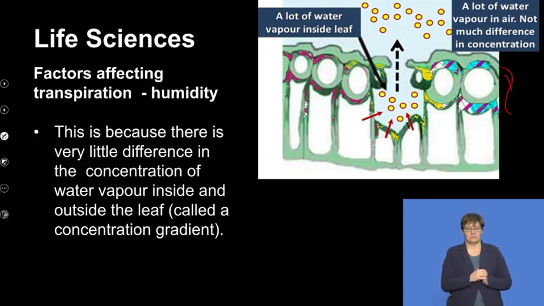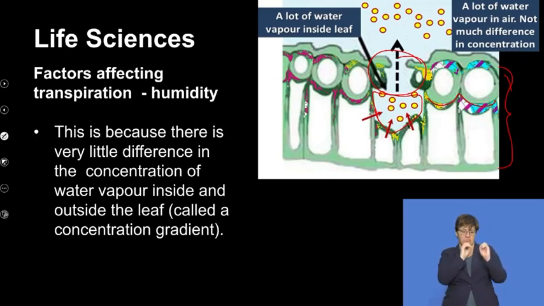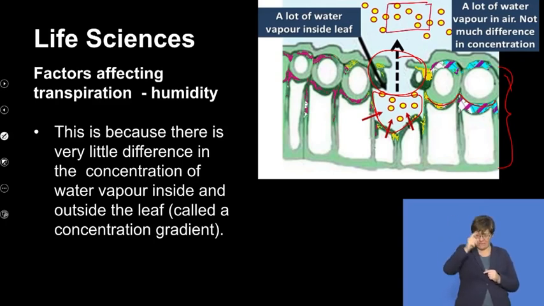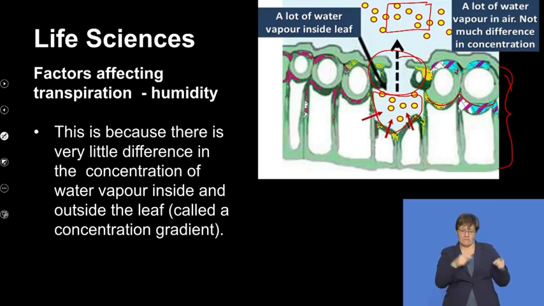Okay, so that's your epidermis. Here's your epidermis. There's your stoma. And here's the palisade mesophyll. And here is an air space. And the little yellow things are the water molecules. If it's very humid, this is the air outside. And if we have a look, there's a fairly high concentration of water molecules in the air. There's also a fairly high concentration of water molecules inside the leaf.